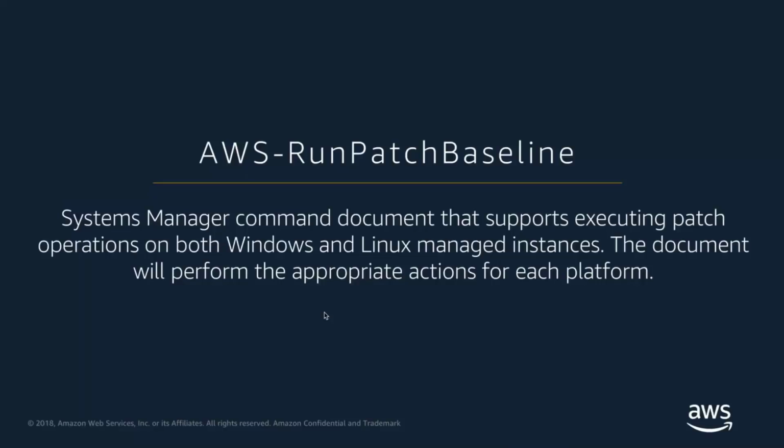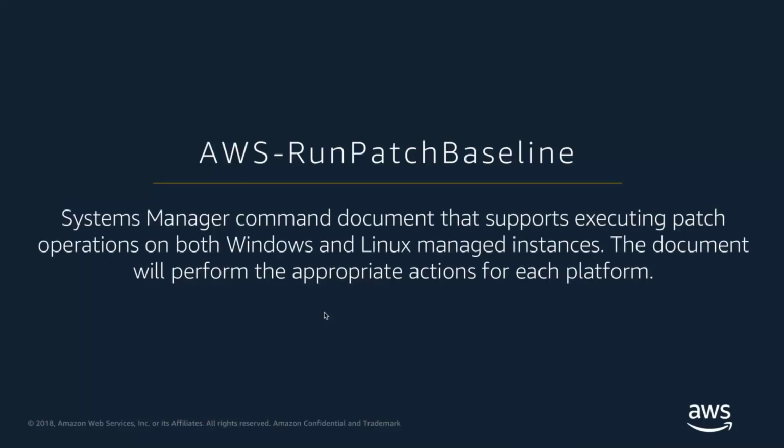On Windows instances, the AWS Run Patch Baseline document downloads and invokes a PowerShell module, which in turn downloads a snapshot of the patch baseline that applies to the instance. This patch baseline snapshot is then passed to the Windows Update API, which controls downloading and installing the approved patches as appropriate. So it's important to note here on Windows that Systems Manager still leverages the Windows Update API.